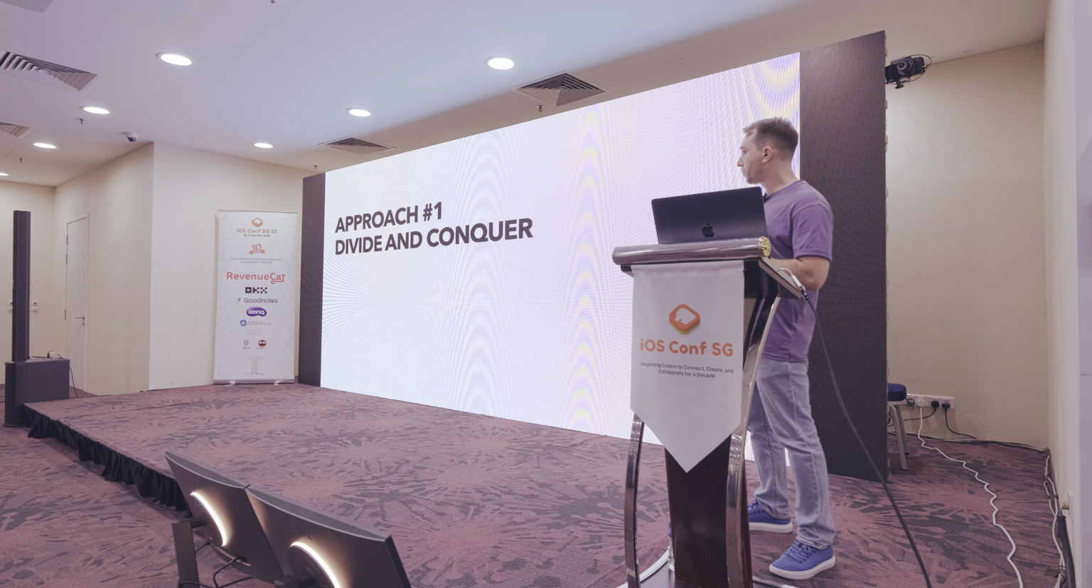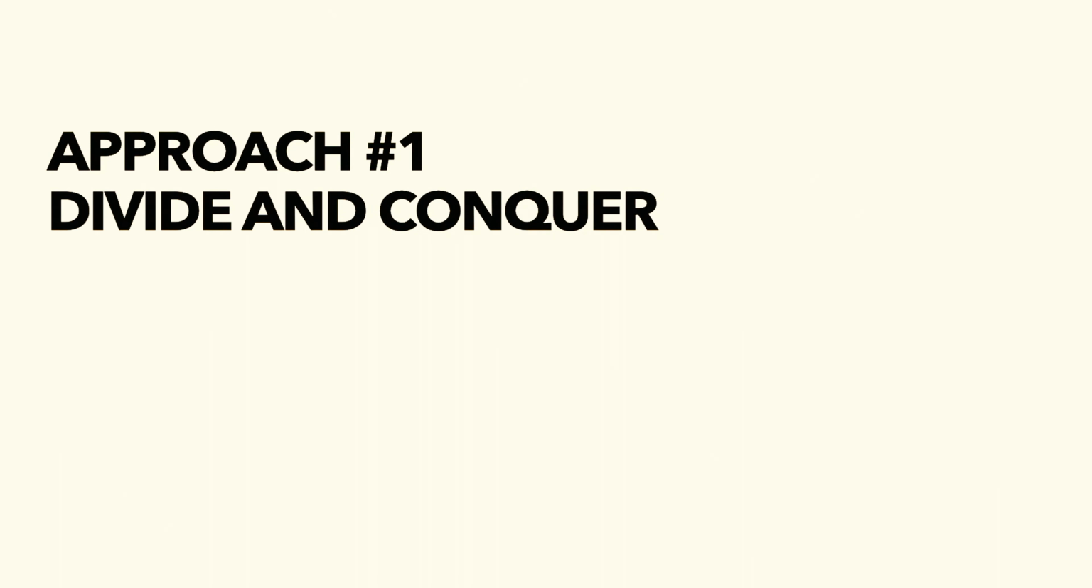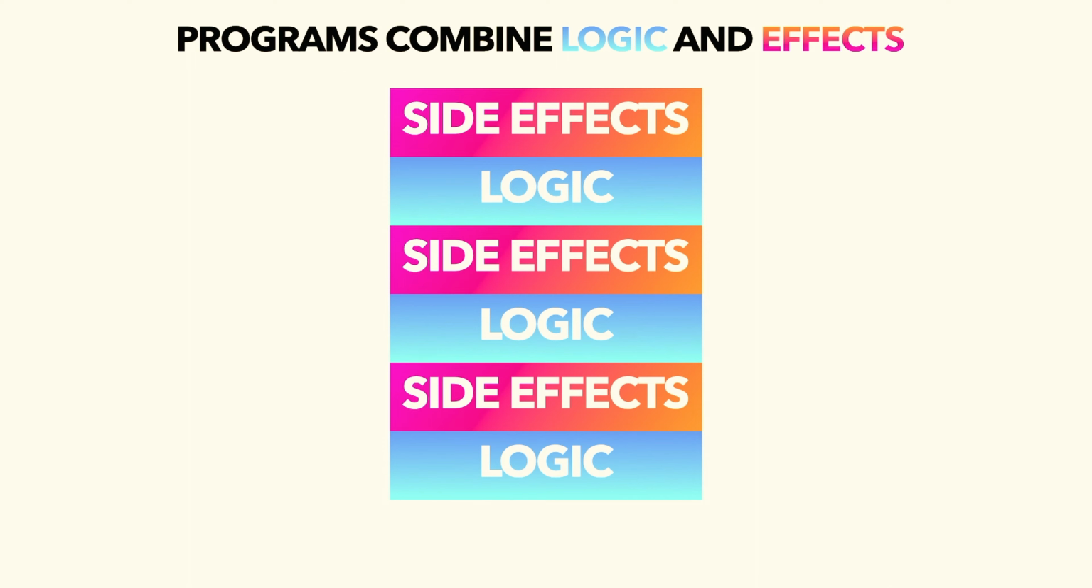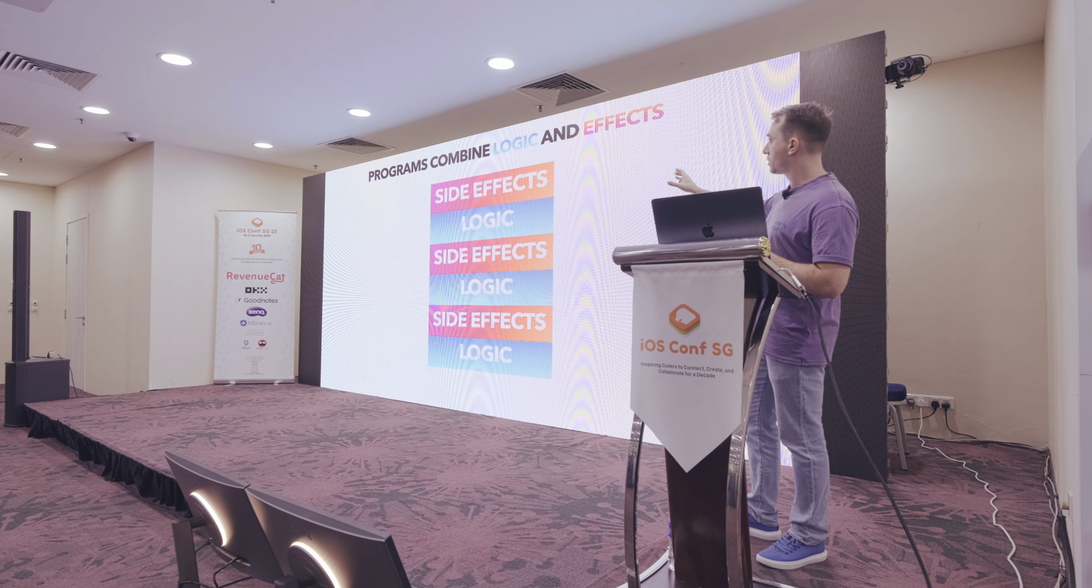So the first approach is incredibly simple. I just call it divide and conquer, not a scientific name. But the idea is the following. If you look at any program whatsoever, it usually is a combination of some pure business logic and some side effects that the program performs. And usually these are interleaved and mixed together one by one. So the idea is to identify these pieces of a program and separate them.